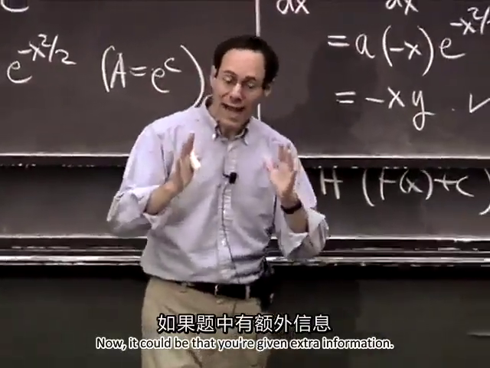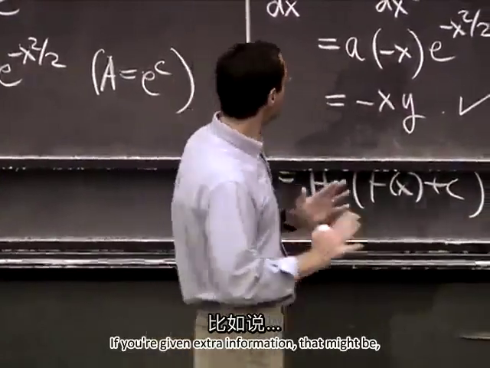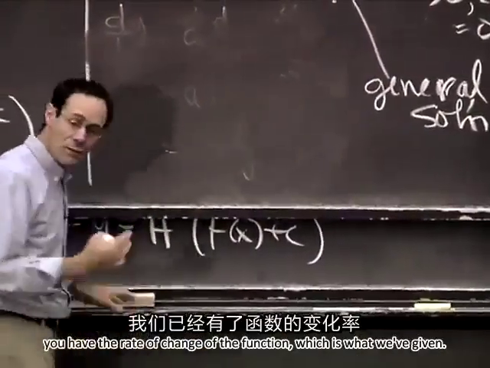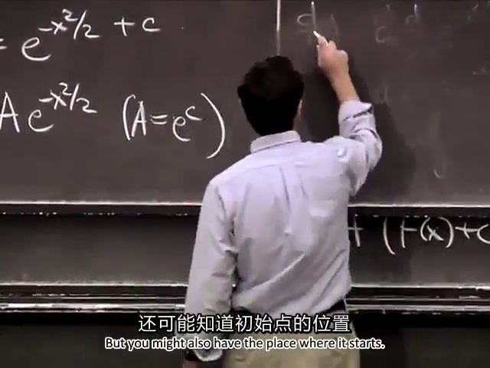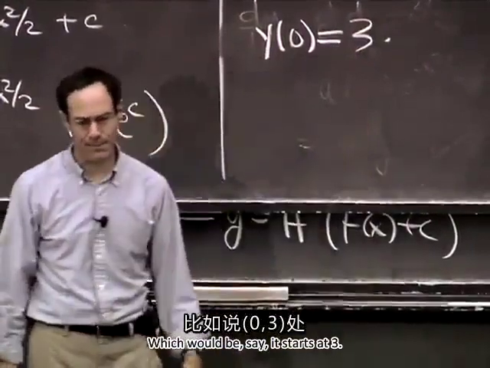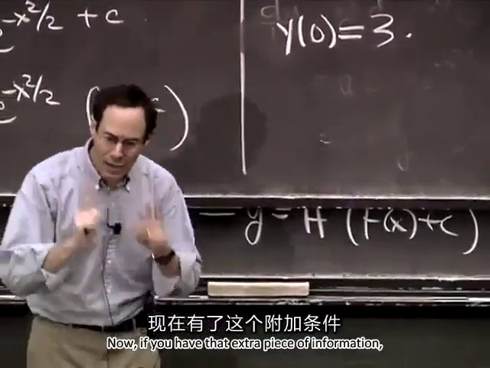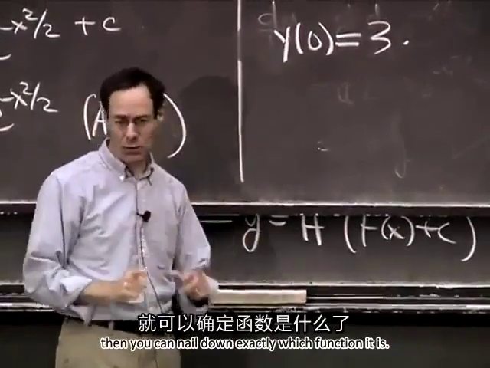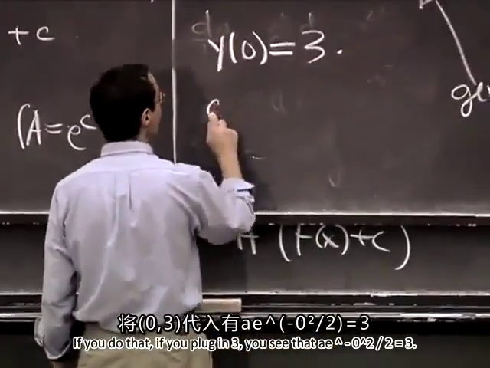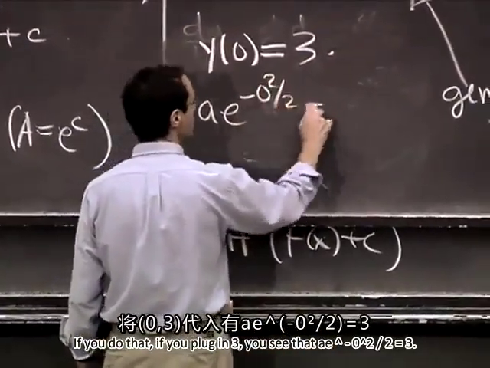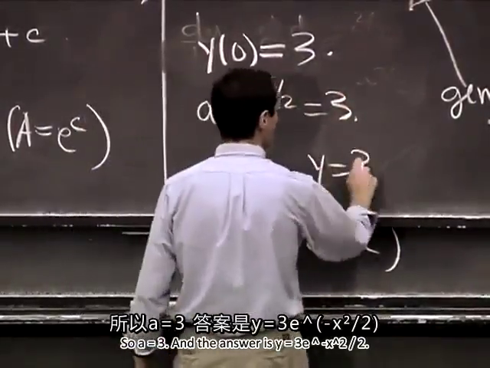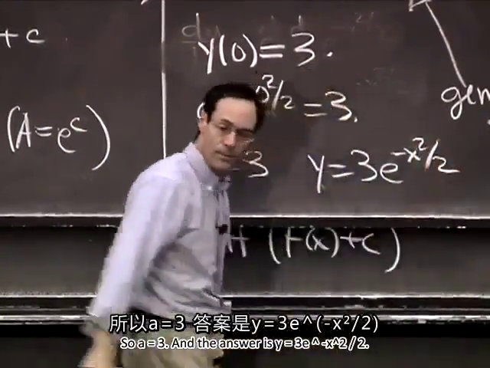Now, it could be that you're given extra information. And this is very typical in such problems: you have the rate of change of the function, which is what we've given, but you might also have the place where it starts, which would be, say, it starts at 3. Now, if you have that extra piece of information, then you can nail down exactly which function it is. If you plug in 3, you see that a times e to the minus 0 squared over 2 is equal to 3. So a is equal to 3. And the answer is y equals 3e to the minus x squared over 2.